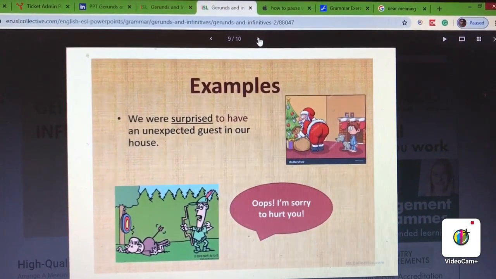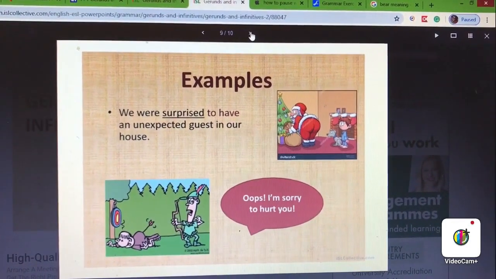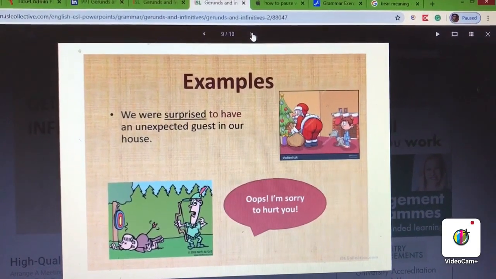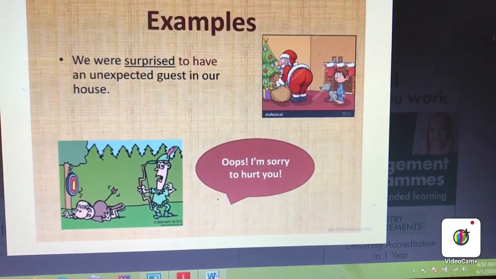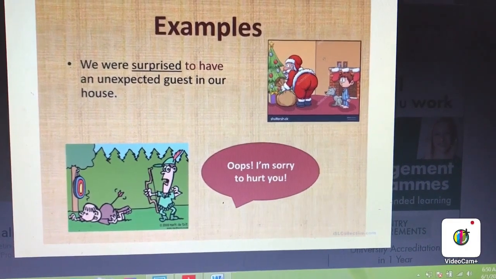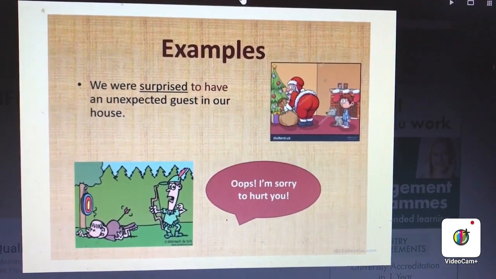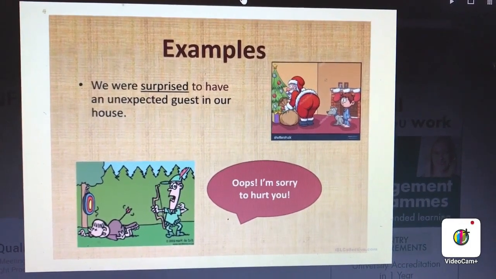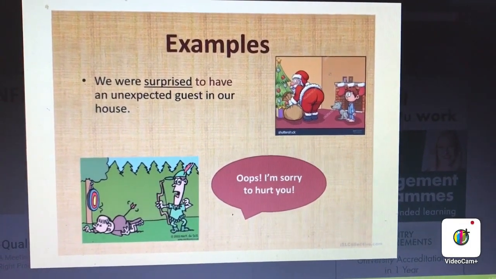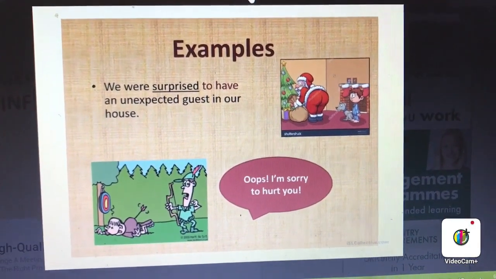Check the next one. Oops, I'm sorry to hurt you. I'm sorry for being late. We can also use a gerund in this sentence. I'm sorry for what? For being late. I'm sorry to hurt you. Infinitive or gerund, both can be used in a sentence to have a similar meaning, but the use is a little different.